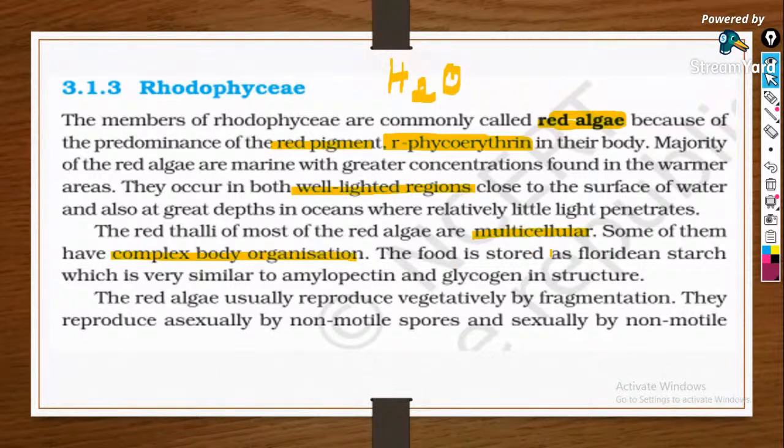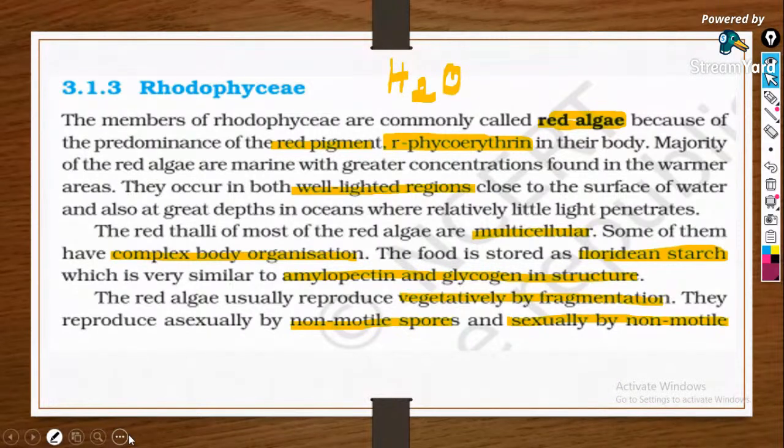The reserve food material is in the form of floridean starch, which is similar to amylopectin and glycogen in structure. They reproduce vegetatively by fragmentation, asexually by non-motile spores, and sexually by non-motile gametes. Sexual reproduction is oogamous, accompanied by complex post-fertilization development.